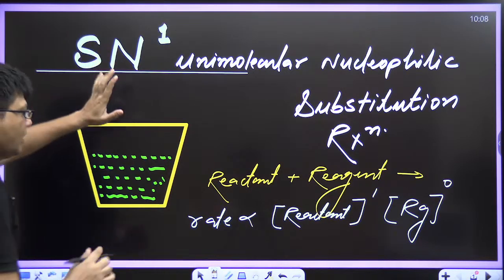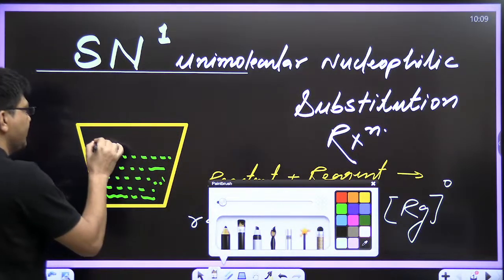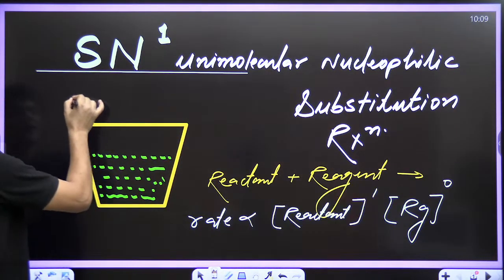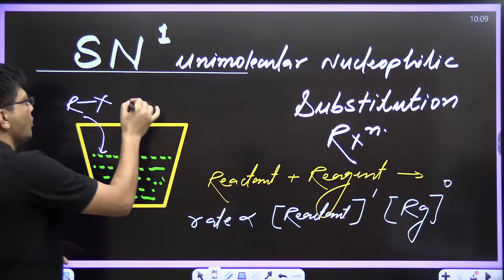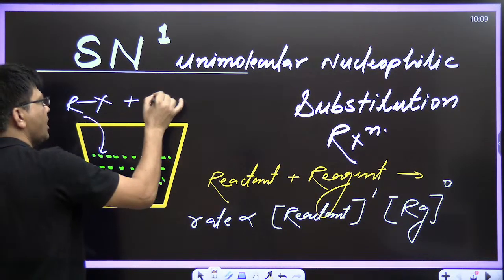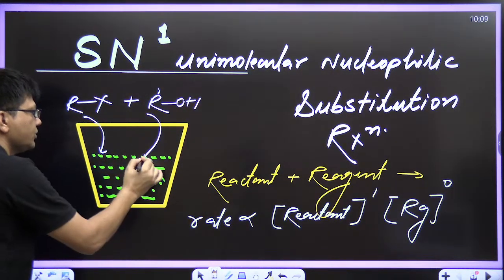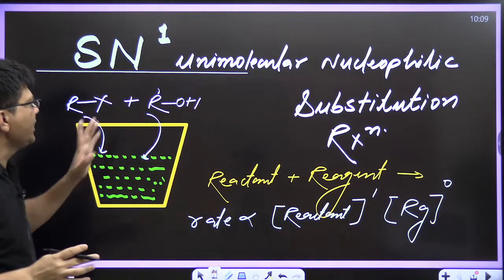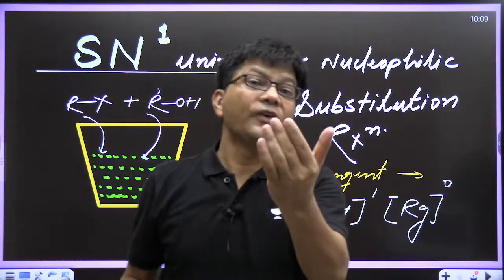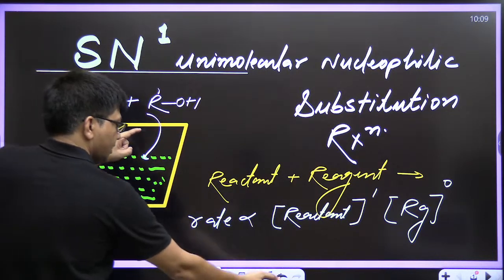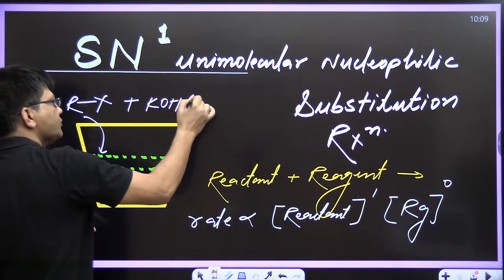Now see, kids. The reactant is there. Let us suppose the reactant is RX, an alkyl halide. This reactant is there in the flask. And the reagent is also there in the flask. Let us suppose the reagent is R-OH. Both of them are there, but this reagent is not able to react. Or let me take the example of NCERT, the first example given in NCERT. KOH, aqueous.